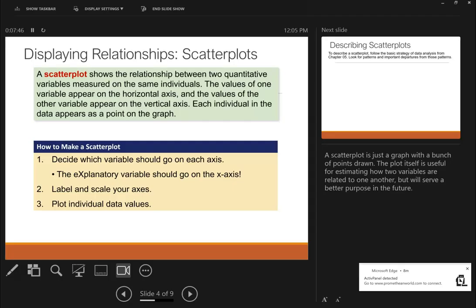Everybody's okay with that idea though, when we talk about what we mean by labeling and scaling? Like if you're asked to draw a scatter plot on a test and label and scale the axes, you know what to do.